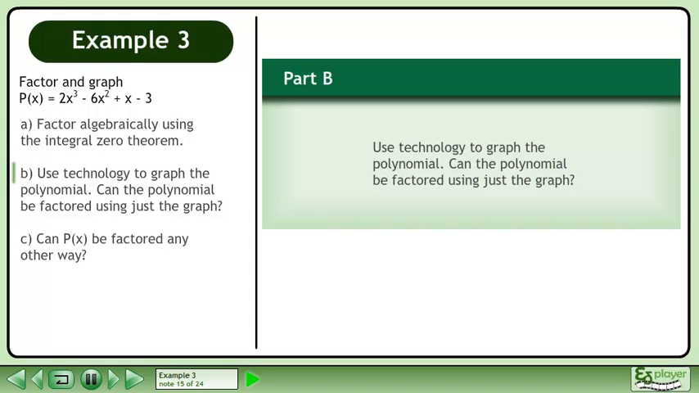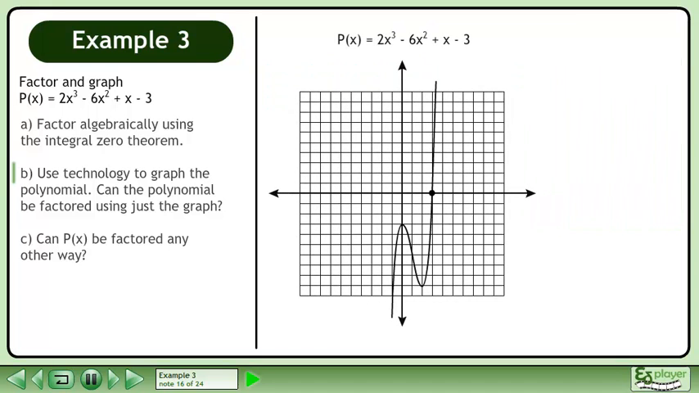In part B, use technology to graph the polynomial. Can the polynomial be factored using just the graph? Use a graphing calculator to obtain the graph of the polynomial. The graph lets us quickly find the x-intercept of 3.